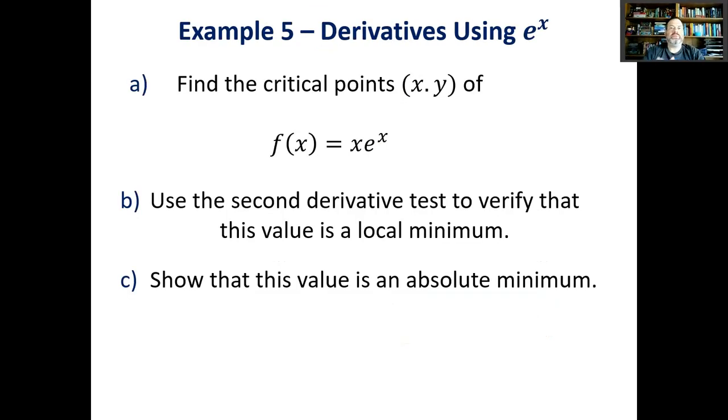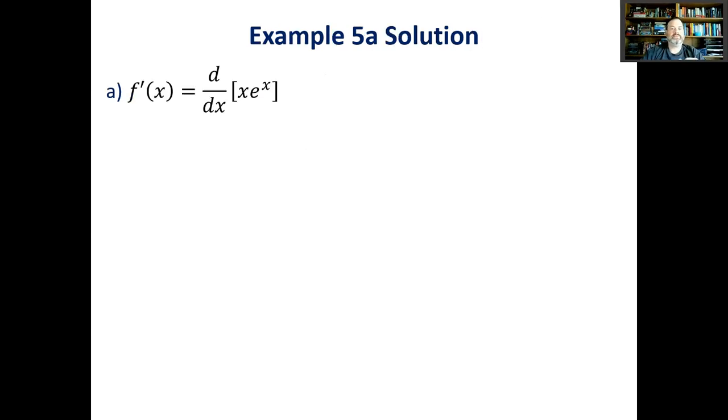So speaking of critical points, here we go. We want to find the point (x, y). Our function is x e to the x. Then we're going to use the second derivative test to verify that this is a local minimum value. And then we want to show that this value is an absolute minimum. So a lot of stuff going on here. We're using techniques from all of the chapters so far, except chapter 4.